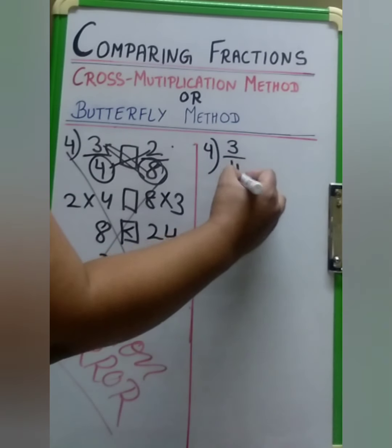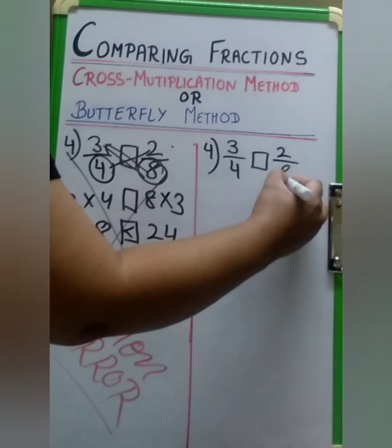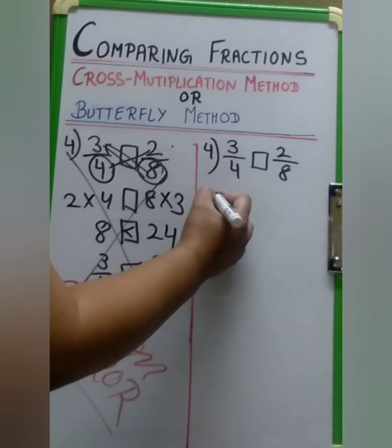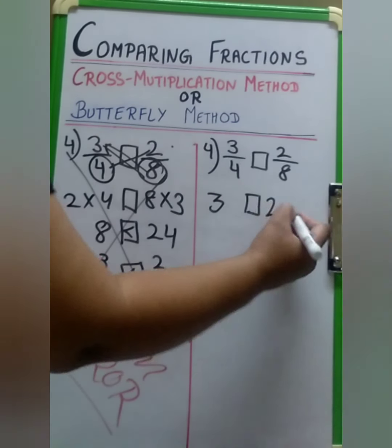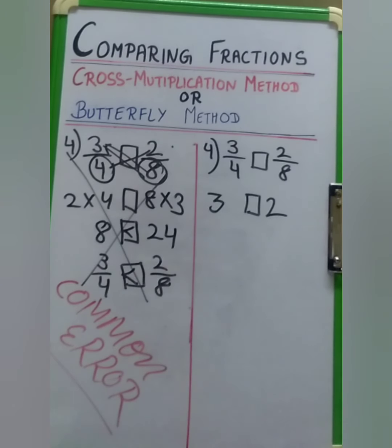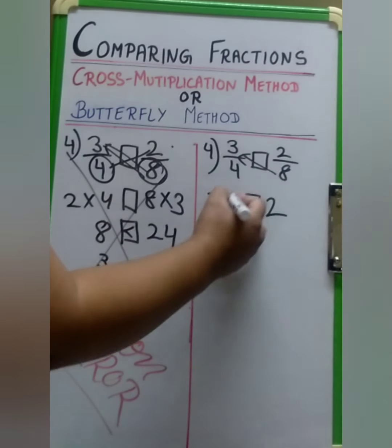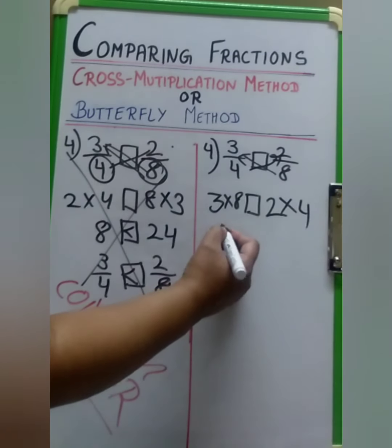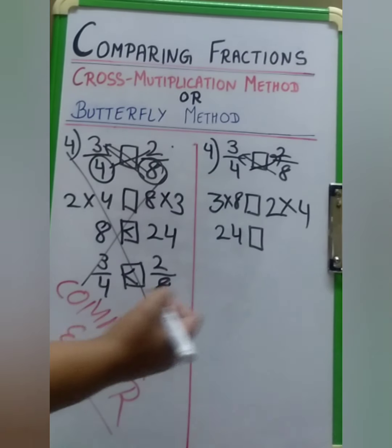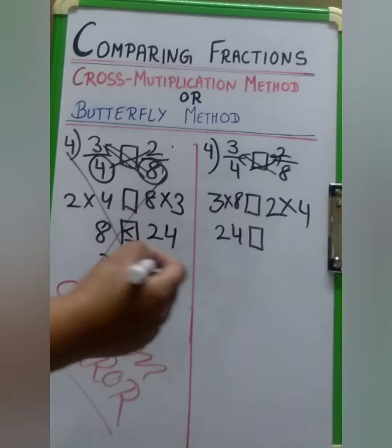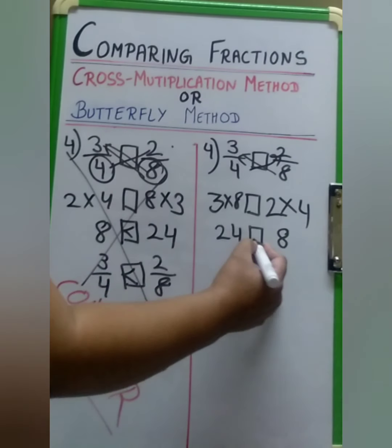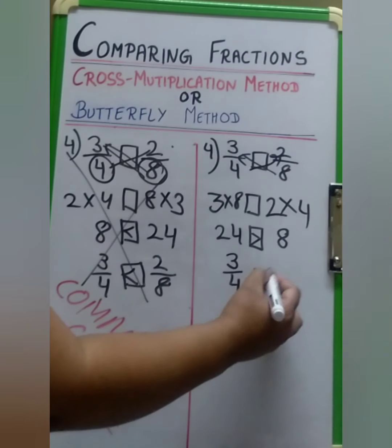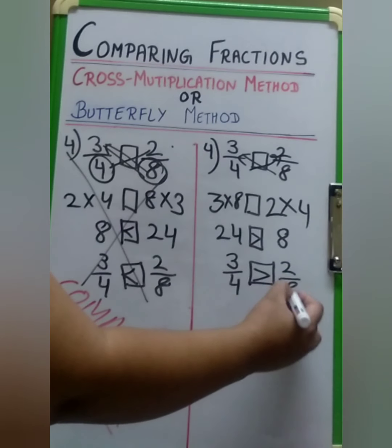Instead of this, what is our first step? I have to write down the numerators first on both sides. And then I have to take the denominators to the other side. So the 8 will come to this side, 4 will come to this side, right? So 8 3s are 24 and 2 4s are 8. So you can see 24 is greater than 8. Therefore 3 by 4 is greater than 2 by 8.